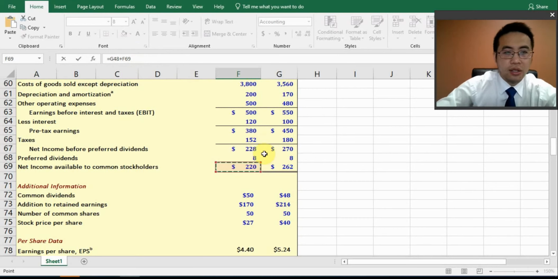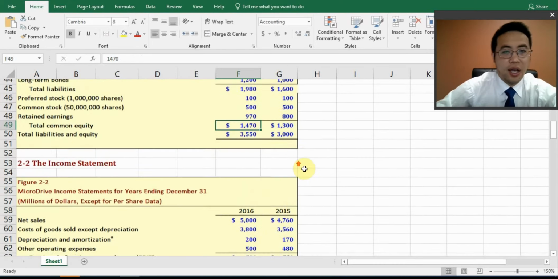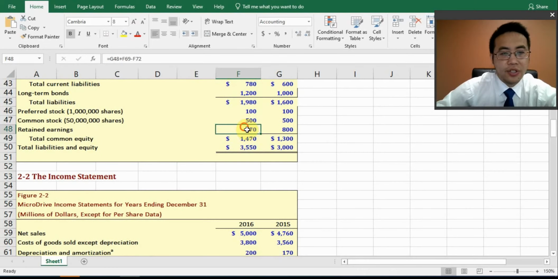All right, and also I need to subtract the dividend paid in this year. So where is the dividend paid? You see it right here. Common dividends is $50 million, $1,000, whatever. Just deduct that. And then you have the retained earnings here.